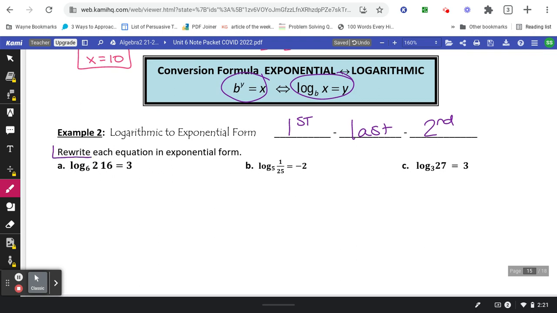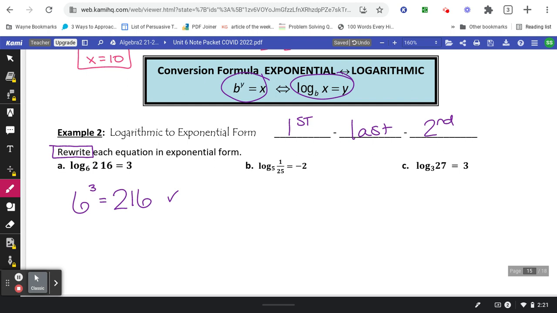Notice the word rewrite. That just means you're going to rewrite it, but you're not going to have to do any math to solve it. So first, last, second, we're going to change it into an exponent problem. First is the 6. Last is the 3. Second is the 216. 6 to the third power is in fact 216, so we're done.